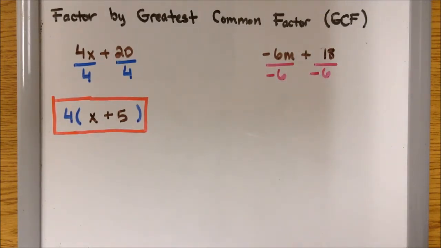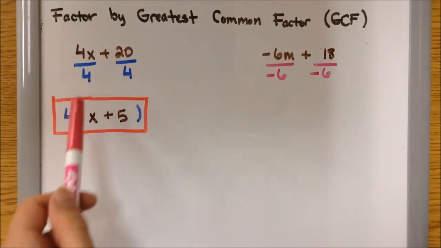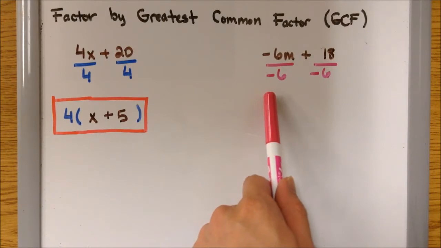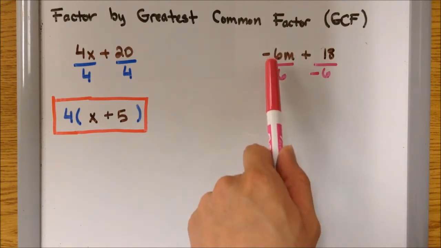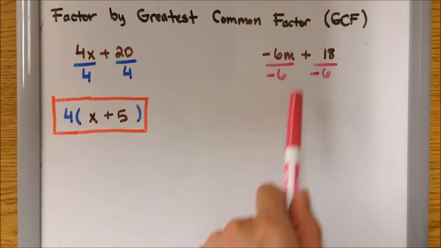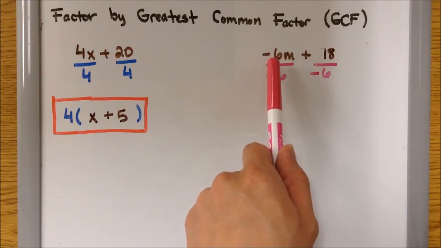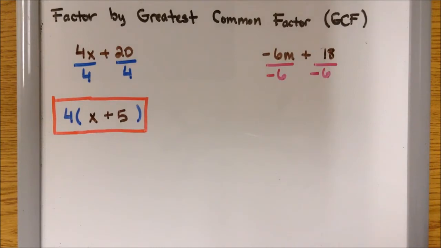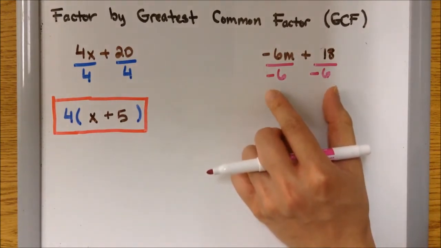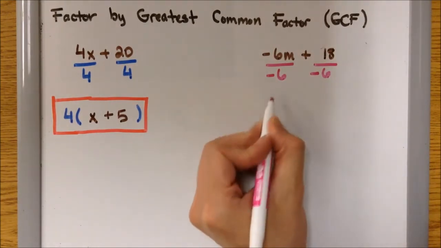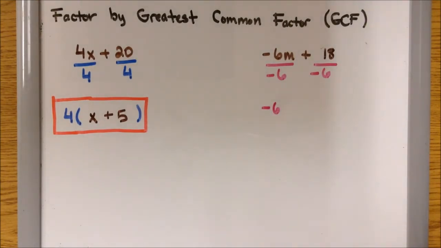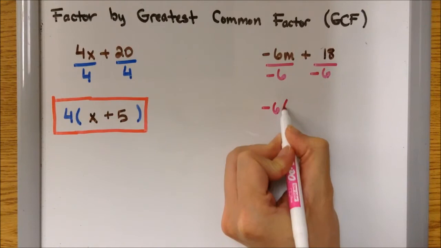Unlike example 1, where the first term was positive and I divided by positive 4, in example 2 I'm going to divide by negative 6 because our first term is negative. If your first term is negative, you're going to divide both terms by negative 6. What I'm dividing by is what I'm factoring, so it goes on the outside, negative 6. What I'm dividing goes inside the parentheses.